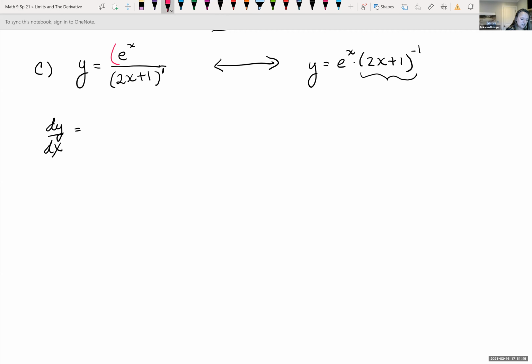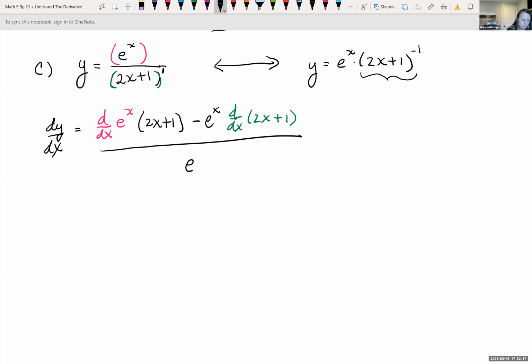The quotient rule says take the derivative of our numerator, so d/dx of our numerator, e to the x, times our denominator, so our denominator is 2x plus 1, minus our numerator, e to the x, times the derivative of the denominator, so d/dx of 2x plus 1, all over the denominator, which is 2x plus 1, that quantity squared.